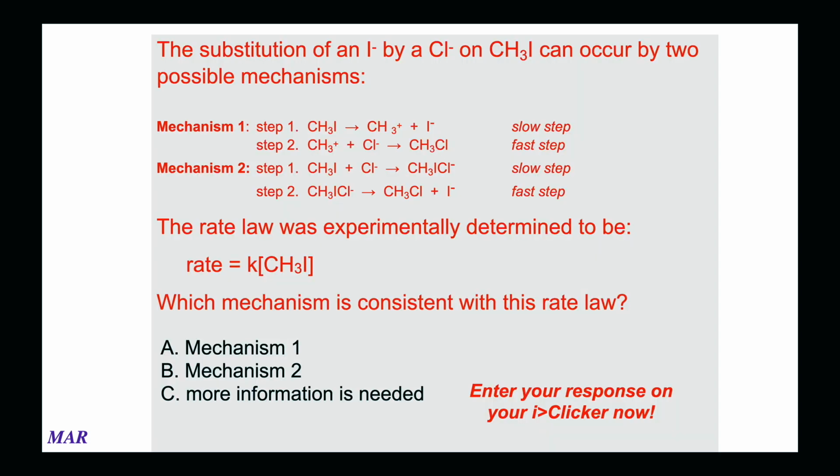So this is a possible mechanism. There's 2 possible choices here. And what's happening here is they're substituting an iodide by a chloride ion. If you see here, one of the final products is CH3Cl, and you start with CH3I. So you can imagine that mechanism 1 and mechanism 2 are coming from 2 different chemistry labs, and they're having an intellectual discussion about which one it is.